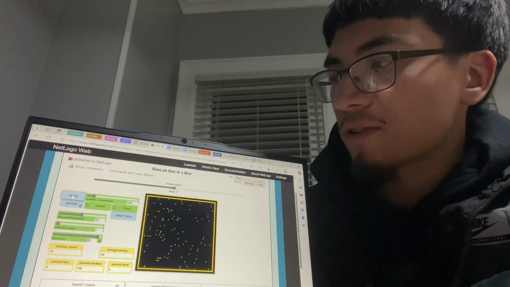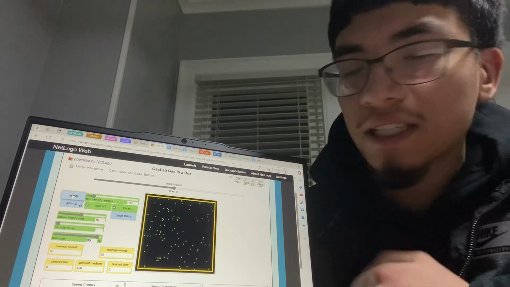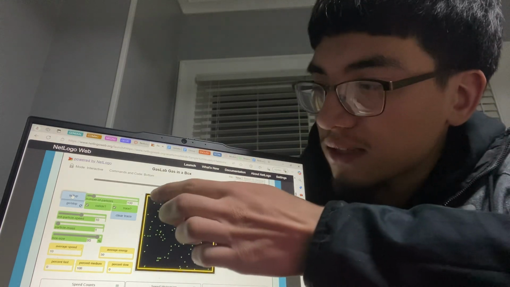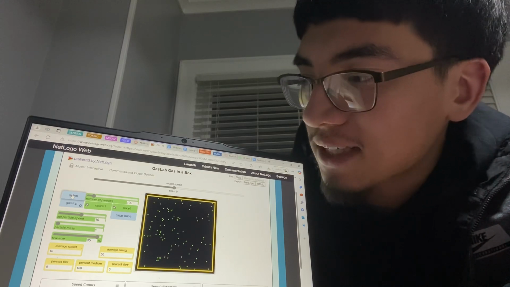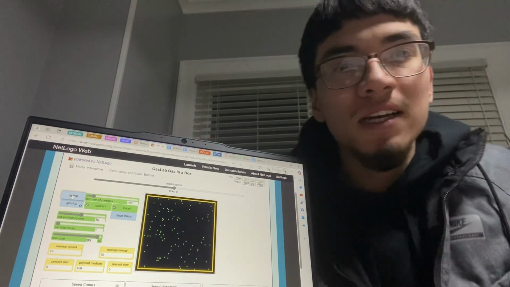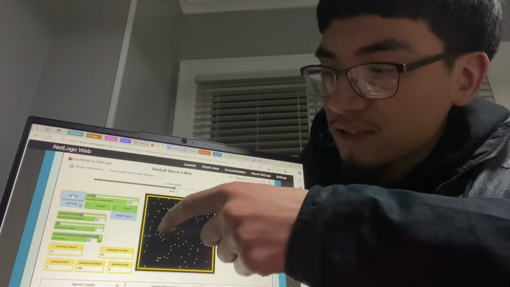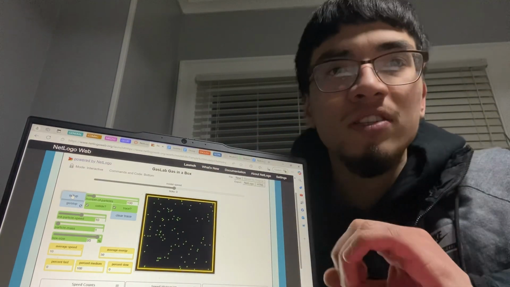And today I'm going to be running the Gas Lab Gas in a Box simulation. The purpose of the simulation is to just look at this box with gas particles in it, and track the speed, energy, and trace the different particles in the box.